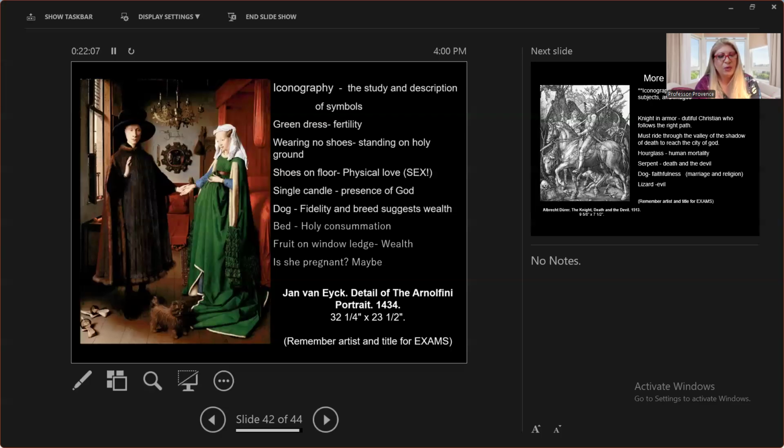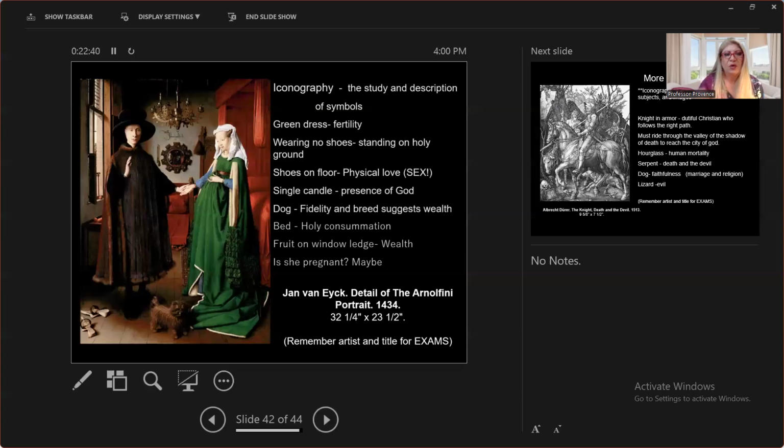Because when we look at this work right here, this is Jan van Eyck's Arnolfini portrait. You're going to need to know this one for your test, but not until your exam 2. But we're going to revisit this one again when we start talking about painting and textures and things like that. But everything you see here has some type of meaning that would have meant something to the audience of 1434.